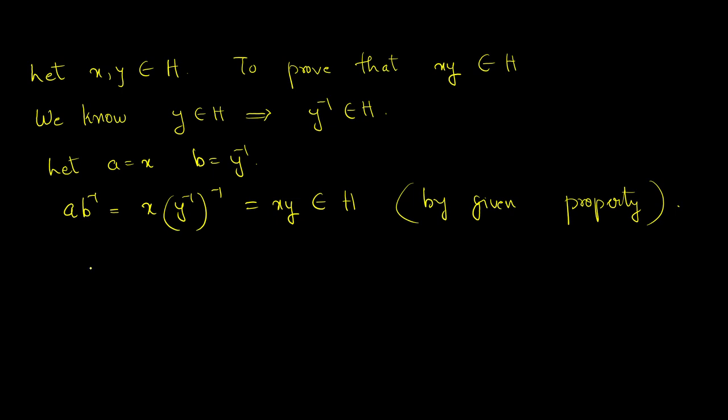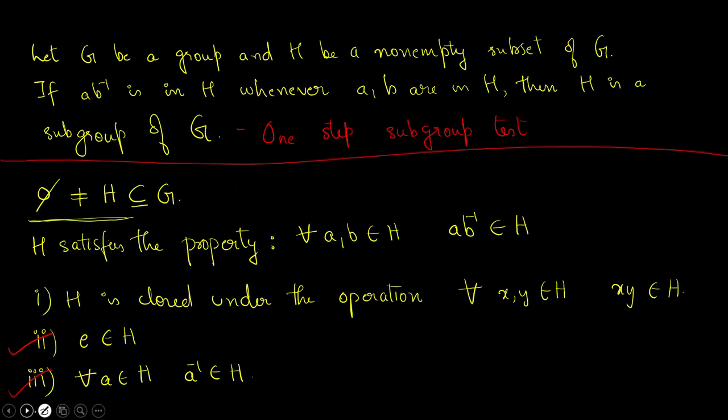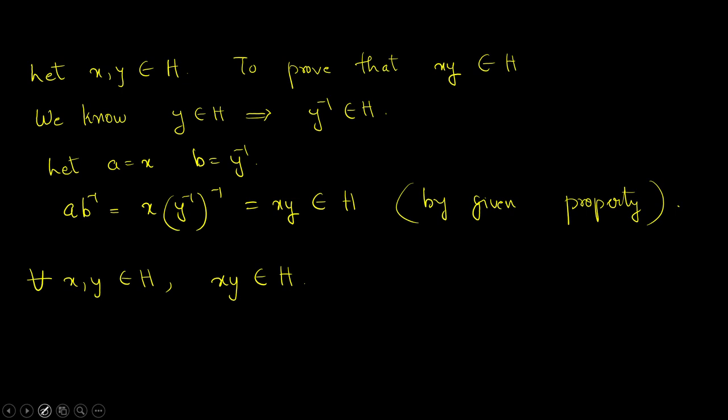So what do we have here? Given any X and Y in the subset H, we have that XY is also in H. Their product is also in H. So the first condition is also satisfied. That is, it is closed under the operation. So the subset H satisfies all three conditions of the subgroup. Hence, H is a subgroup of G.